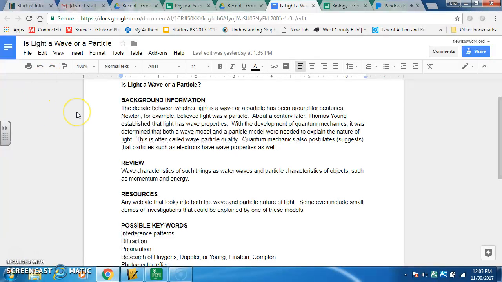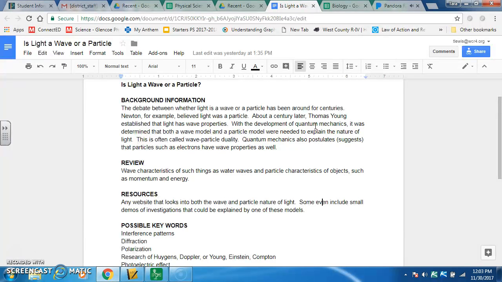So a little extra for you, background information. The debate between whether light is a wave or particle has been around for centuries. Newton, for example, believed light was a particle. About a century later, Thomas Young established that light has wave properties. With the development of quantum mechanics, it was determined that both a wave model and particle model were needed to explain the nature of light. This is often called wave-particle duality.